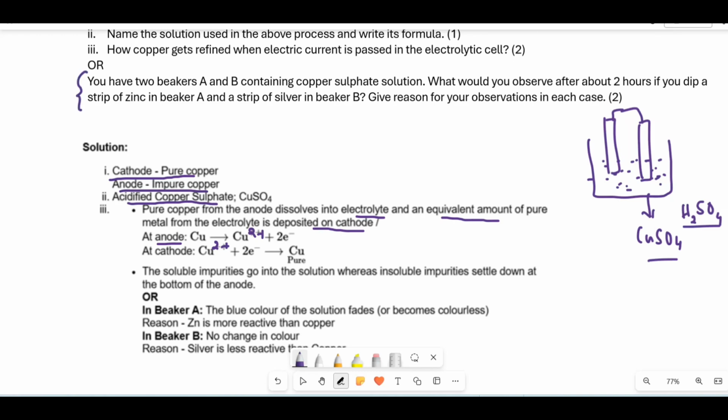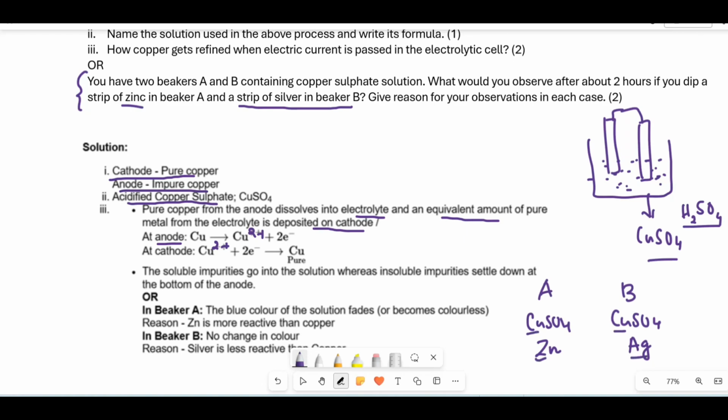Now, you have two beakers A and B containing copper sulfate solution. What would you observe after about 2 hours if you dip a strip of zinc in beaker A and a strip of silver in beaker B? Give reason for your observations in each case. So basically we have two beakers, A and B, both containing CuSO4, and we are dipping a strip of zinc in beaker A and silver in beaker B. Now a displacement reaction will happen. You should find which one is more reactive, copper or zinc, and in the second case, copper or silver.